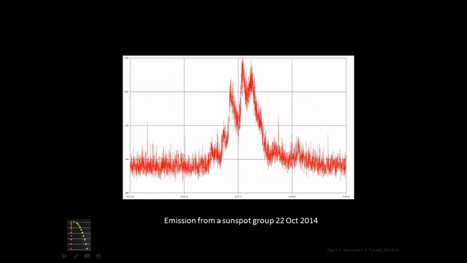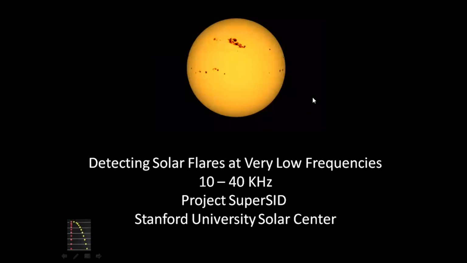And there you go, that's the sun. Now, you can get emissions from sunspot groups, and they'd show up in a little weird way like this. So now the next and the final way of using radio amateur equipment would be to detect solar flares at very low frequencies. We're talking 10 to 40 kilohertz.